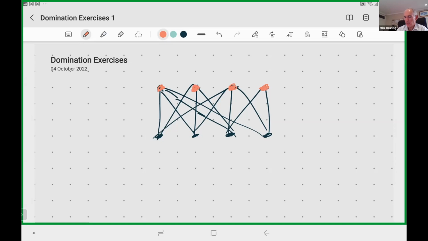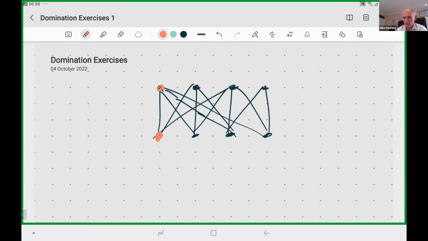So for this example of K44, there are two minimal dominating sets. One has cardinality 4, one has cardinality 2. So minimal doesn't mean minimum. If I wanted a minimum set, I would have rather gone for this set. But both are minimal.